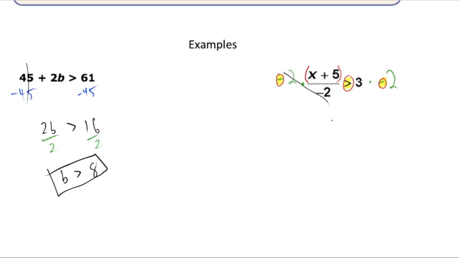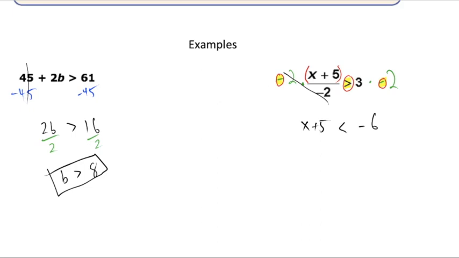So these still cancel, leaving me with that x plus 5 on the left. I'm going to flip the sign from a greater than to a less than sign, and 3 times negative 2 is negative 6. So that is the only new thing when I am solving for these inequalities. Anytime I multiply or divide by a negative, I need to flip the sign.